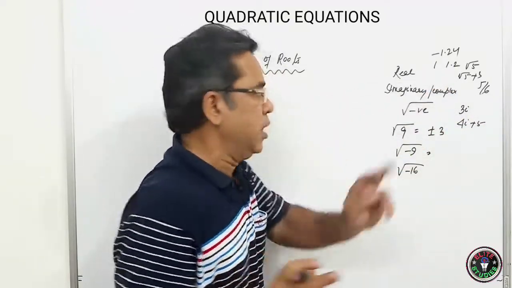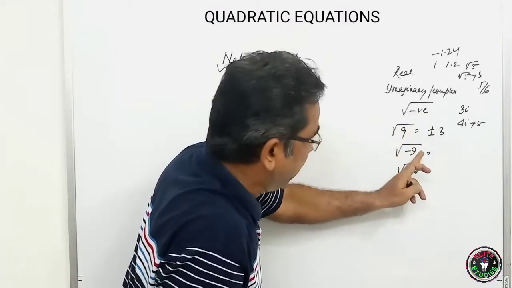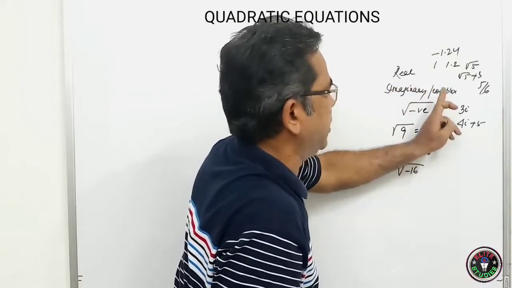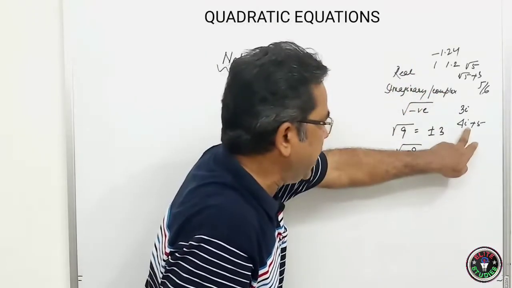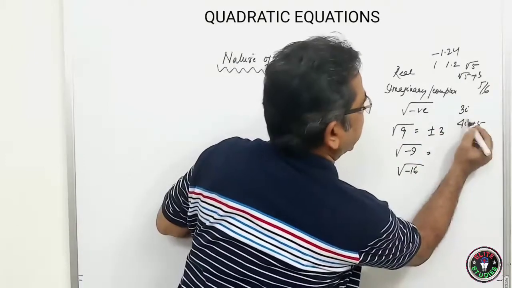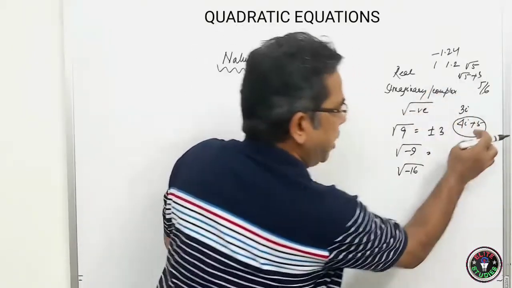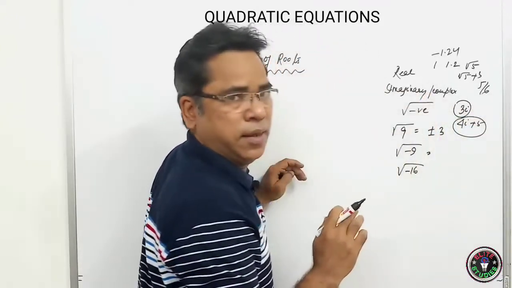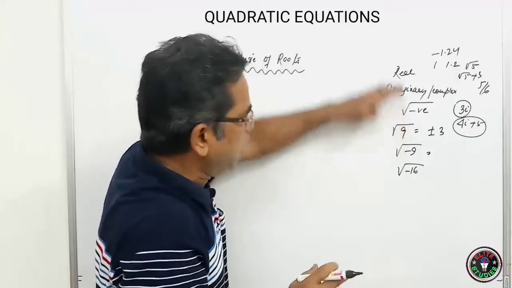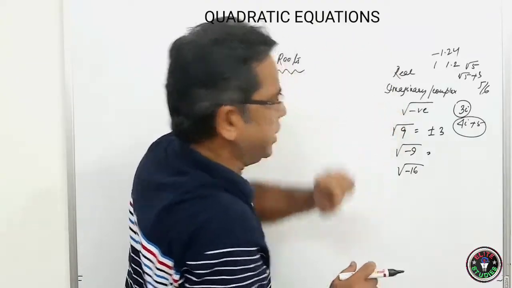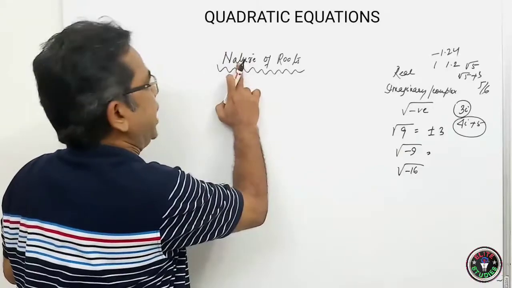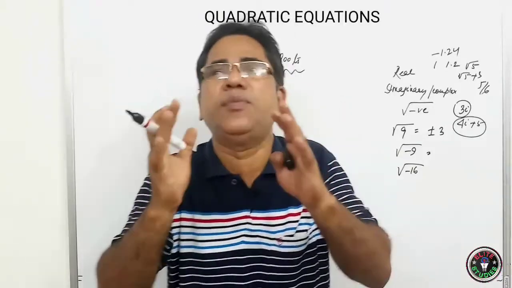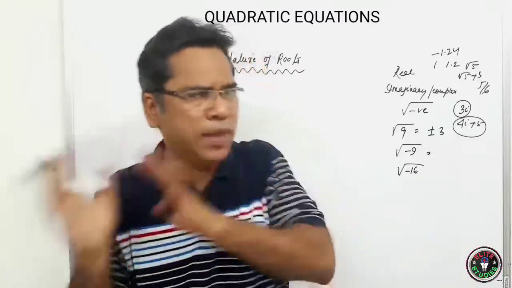Only remember that the square root of a negative number, since it is not defined over real numbers, is called imaginary or complex numbers. Whenever you see an i, this is actually a number, and these numbers are imaginary numbers. So I hope you are clear what is real and what is imaginary. That is called nature of the roots. If you ask what do you mean by nature of the roots, it means whether the roots will be real or imaginary.